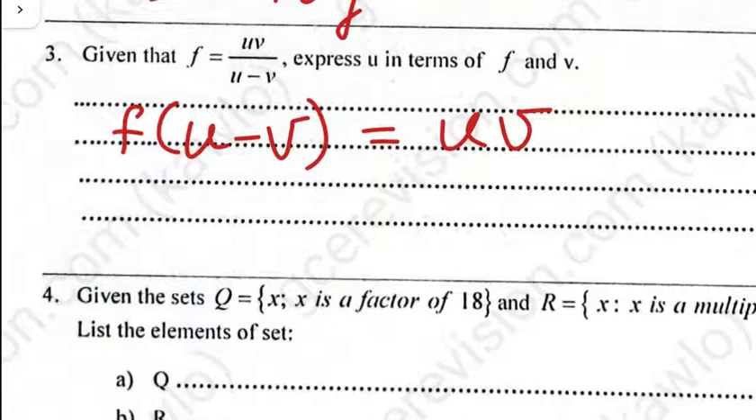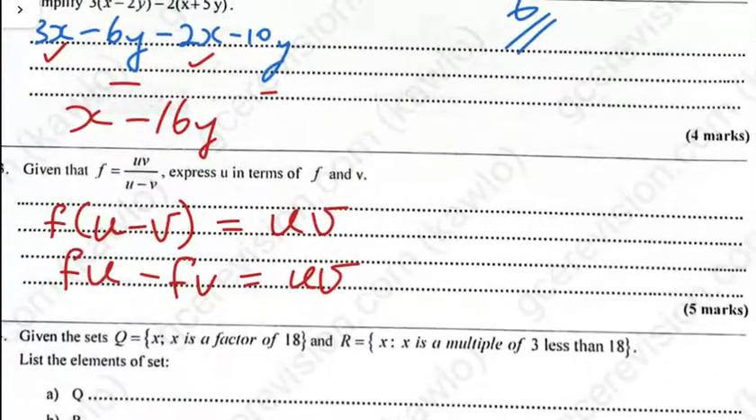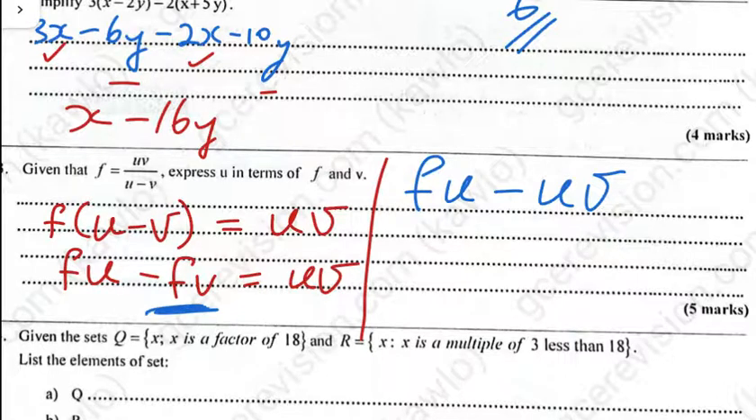We now expand. So this is going to give f times u is fu minus f times v, fv. That should be equal to uv. So what do you want to express in terms of f and v? You want to express u. So we are making u the subject of the formula. At this point, we bring all the terms in u to the left hand side. So we are going to have fu minus uv, and then we take this one to the right hand side. We move it to the right, it crosses the equality sign, becomes fv.